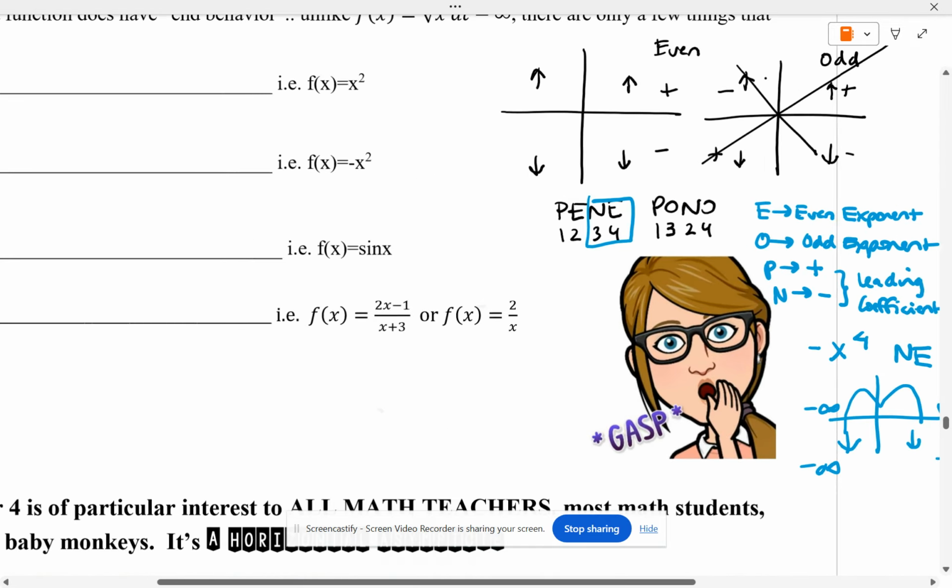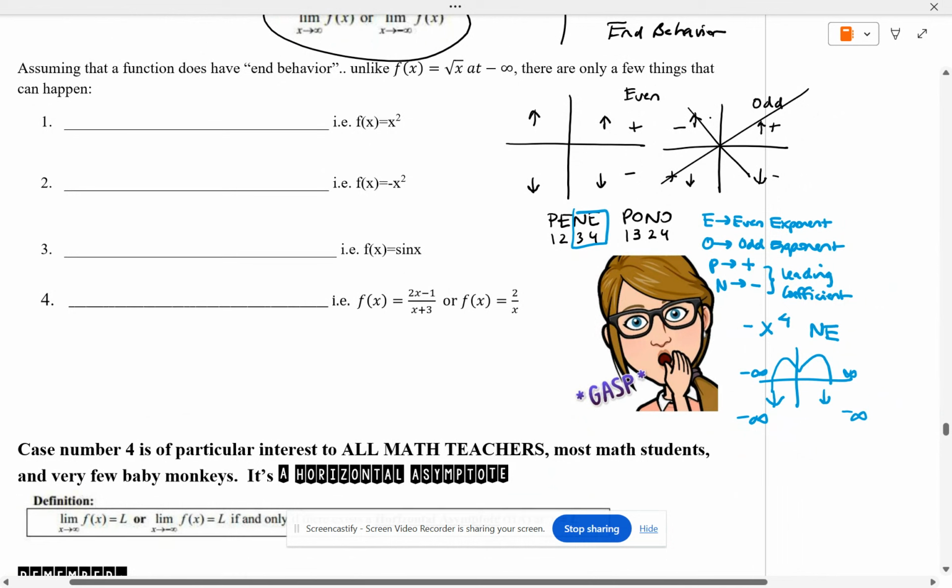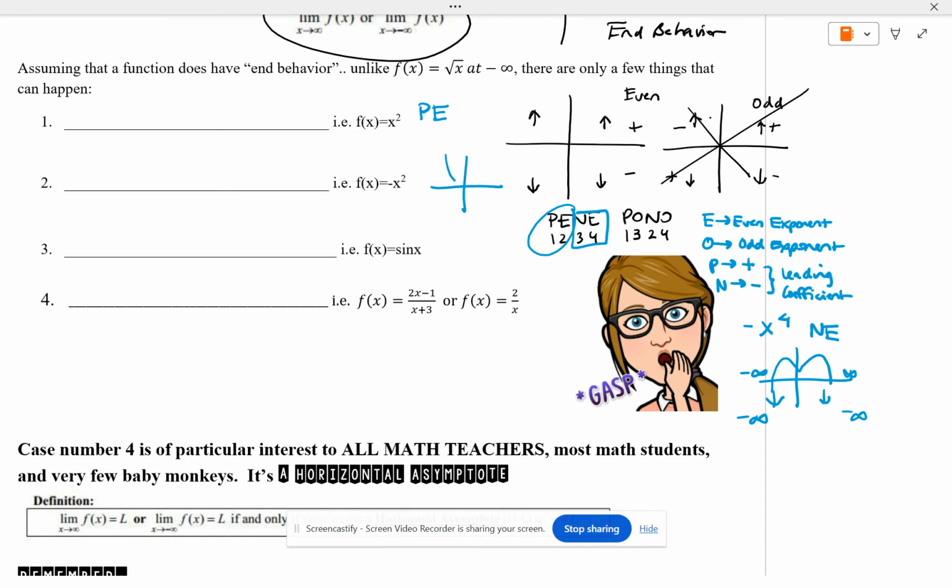So let's try to use it for question number 1. X squared. The leading coefficient is what? Positive 1, right? The exponent is what? Even. So you go to quadrants 1 and 2, okay? It would look like this. Then you use your little sketch of what quadrants this graph is ending in, and you could answer any question that you needed to about the limits.